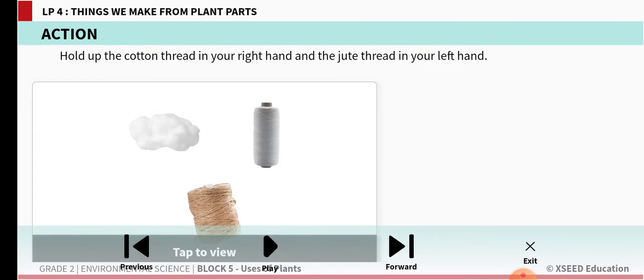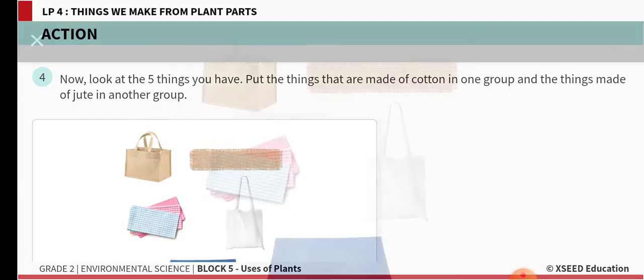Yes, children. Now let us see. Next picture will show you a variety of things made out of the threads. See here children, here they have made different types of things. What are they? Can you identify? Five are given. Can you identify at least 2 to 3 children? Very good. Jute bag, cotton towel and also jute napkin or jute mat is kept there. So any 3 you can name in your EVS notebook.